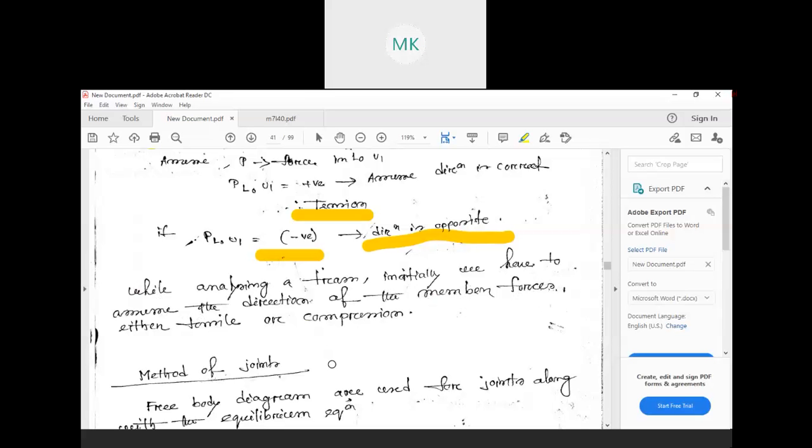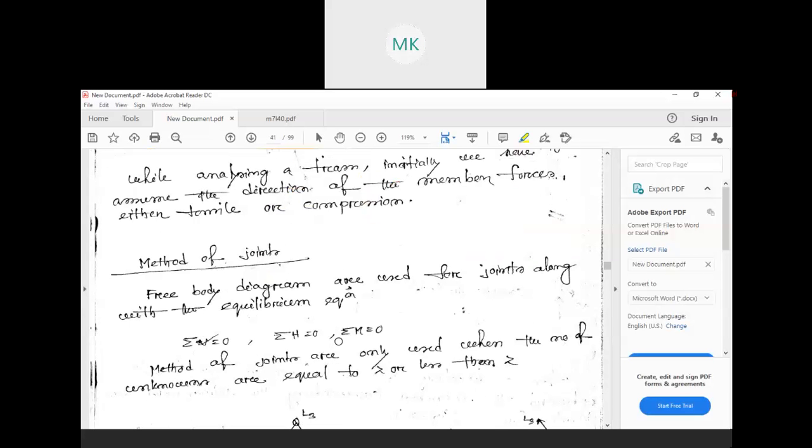When we start the analysis of a truss, we can't say whether a member is subjected to tension or compression, so we need to assume a direction. It may be tensile or it may be compression. If our assumed direction is correct, we will get a positive value when we resolve the forces in the member. If we get the opposite, then the force must be in the opposite direction.